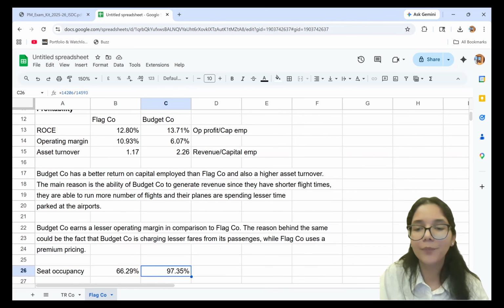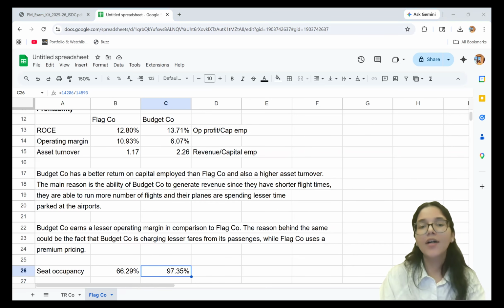Again, who won? Who has done a better job? Seat occupancy, higher the better or lower the better? Higher the better. So who did a better job? Budget company or flag company? Budget company did a better job. Why could you think that this could be something that budget company could achieve? Selling more number of seats? Cheaper prices, absolutely bang on.